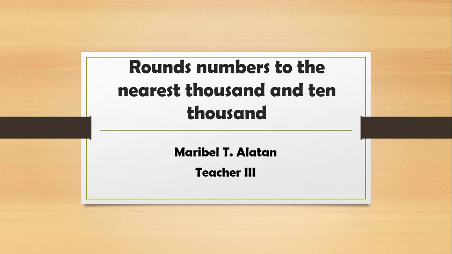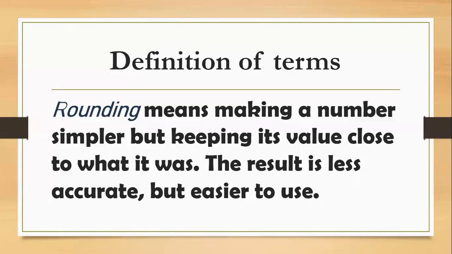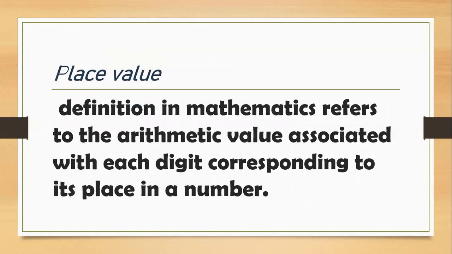Let us have a definition of terms first. Rounding means making a number simpler but keeping its value close to what it was. The result is less accurate but easier to use. Place value, as defined in mathematics, refers to the arithmetic value associated with each digit corresponding to its place in a number. Place value will play a great role in rounding numbers.